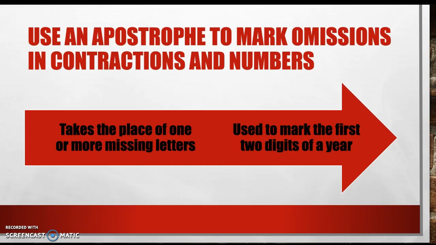In this case, should've would have an apostrophe after the D and before the VE, because that stands for should have. Another example of when you would use an apostrophe to mark an omission would be to indicate the first 2 numbers of a year. So for instance, I graduated high school in the '90s. I would have apostrophe 90 instead of saying 1990s.